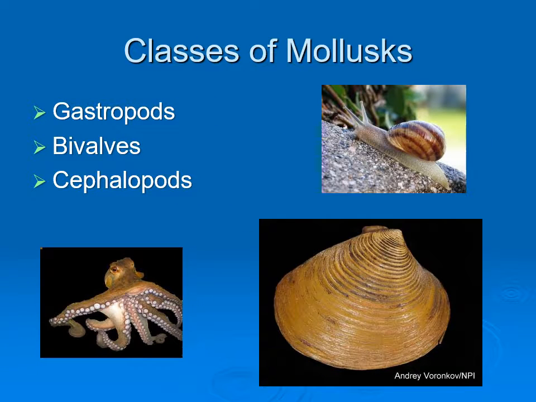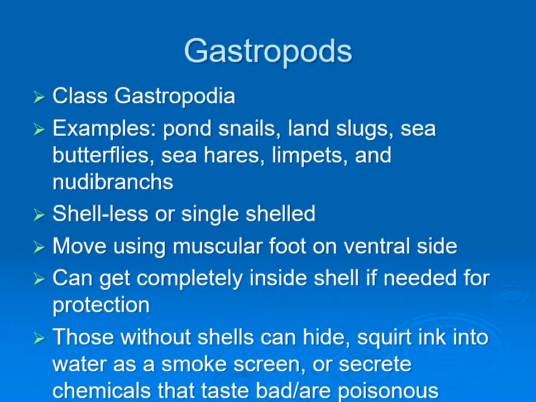Okay, so we've talked about snails, and we've talked about octopi, and we've talked about clams. Well, they all fall into three different classes of mollusks. So we have the gastropods, and gastropods are the snails and slugs. We have the bivalves, which are your clams and oysters, and then we have the cephalopods, which are your squid and octopi. So let's take a look at each one of those individually.